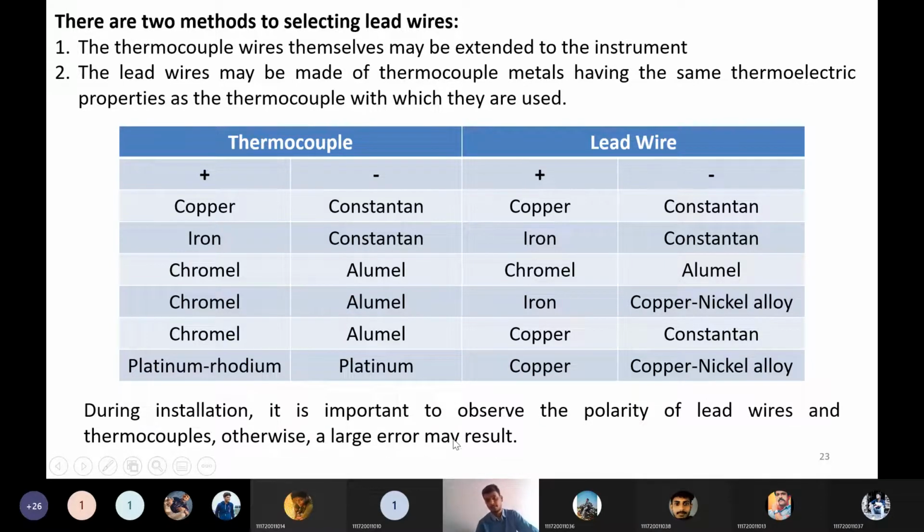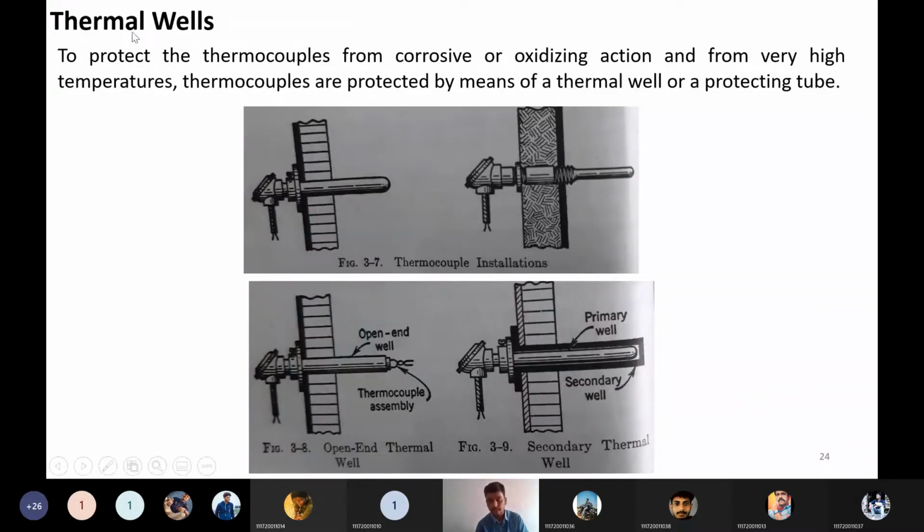Otherwise, a large error may result. So during installation, we need to verify the thermocouple polarity, construction material polarity, as well as lead wire polarity. If they deviate very largely, the errors will be very, very high. Okay, is that clear? Yes, sir. Okay, then the last one, the thermal wells.